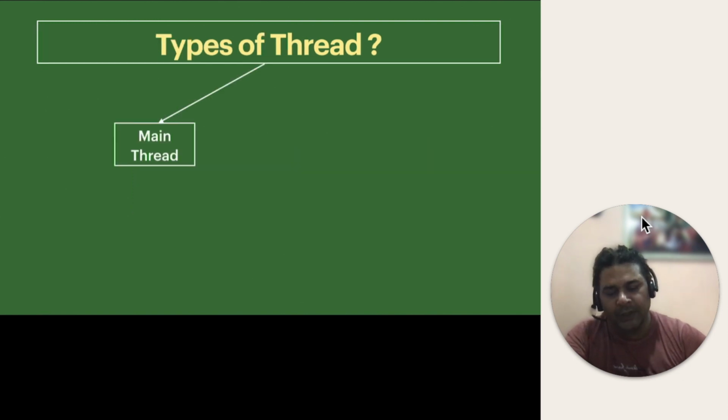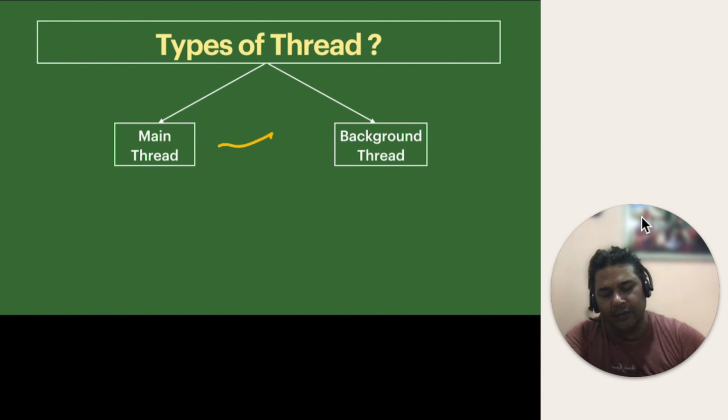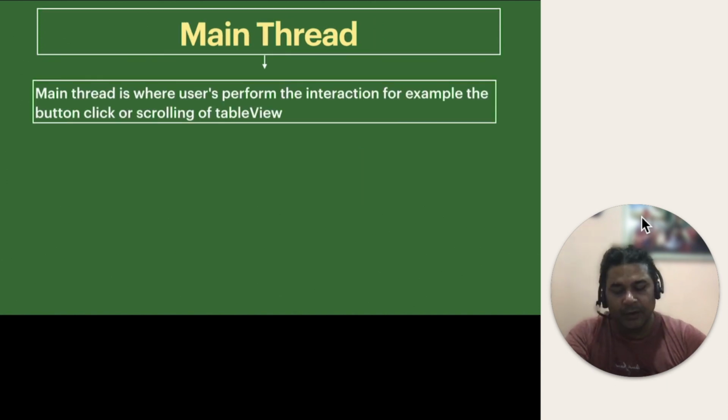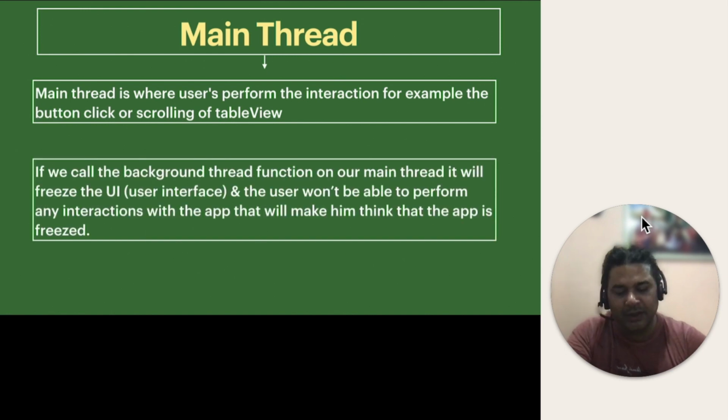As for types of threads, mainly we use two types: the main thread and background threads. So what is the main thread? The main thread is where the user performs the interaction. When the user performs any action on the application, for example clicking on a button or scrolling a table view, all these operations are performed on the main thread.